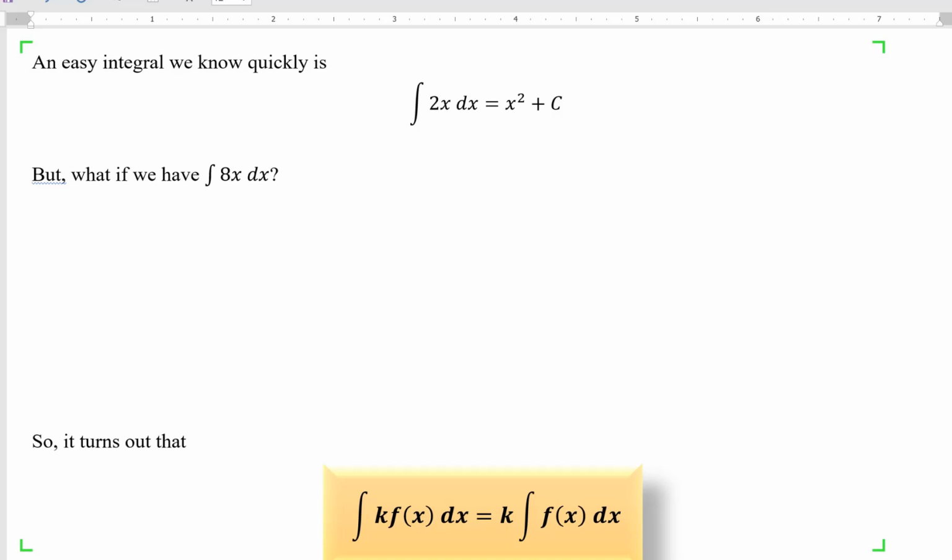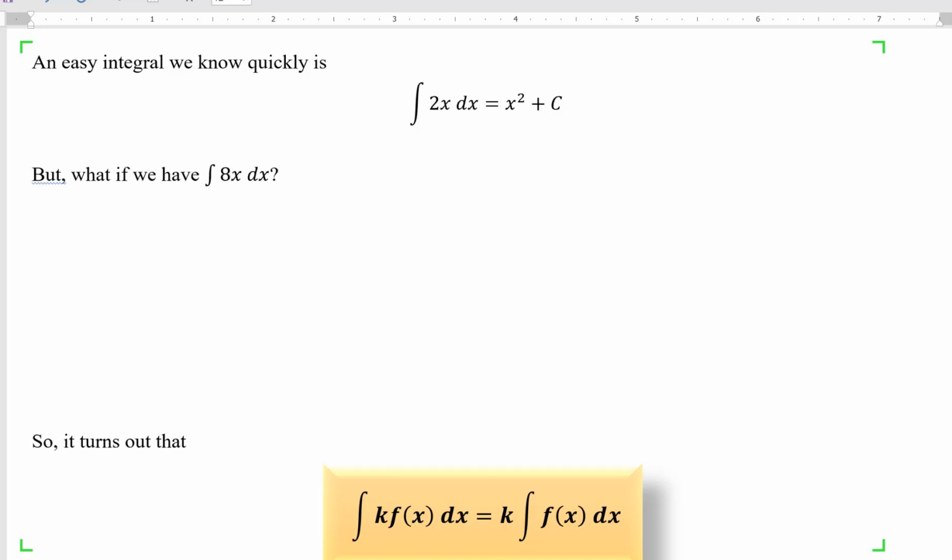Okay, so for example, here's an easy integral that we know already, the integral of 2x dx. We know that the antiderivative of 2x is x squared, so that's x squared plus c. That one's easy. But what if we have the integral of 8x dx? That's not quite as easy because we have to figure out, okay, it's going to be x squared, and then... I mean, it's not hard, but still, it takes a little more thought. So if it was even more complicated, you can see that we would like to have some kind of rule.